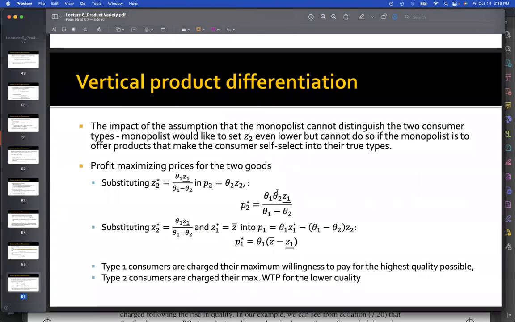The impact of the assumption that the monopolist cannot distinguish the two consumer types. The monopolist would like to set Z2 lower, but cannot do so if the monopolist is to offer products that make the consumer self-select into their true types.